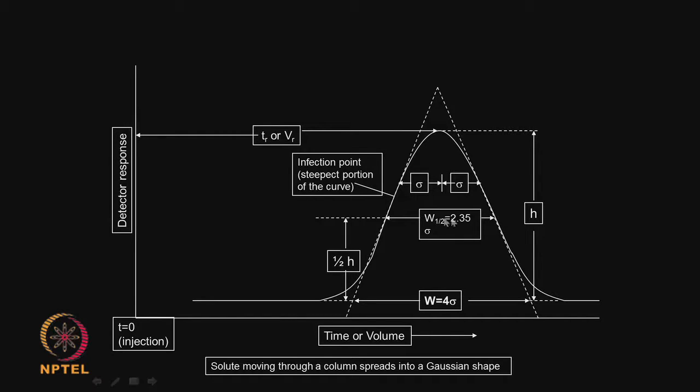Okay. There are some relationships connecting these with the efficiency of your column, because as I originally said, if the separation efficiency is good, the width will be smaller. So, there will be an inverse relation between efficiency of separation and the width, because width indicates spread, and spread indicates inefficiency.